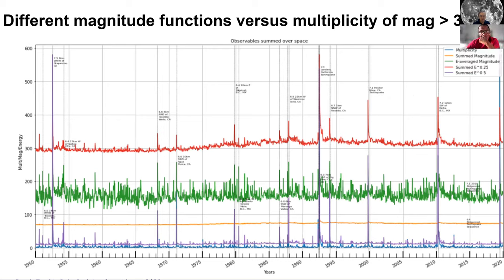I already showed this graph. This just points out a little more precisely the difference between energy to the quarter, energy to the half, energy average magnitude, and summed magnitude as a function of time from 1950 to 2020. This is quite a nice plot, and it does clearly show the huge difference between the half square root, which is here, and this magnitude, which is here. We already saw that, but this is just the type of thing we look at before we start the analysis.